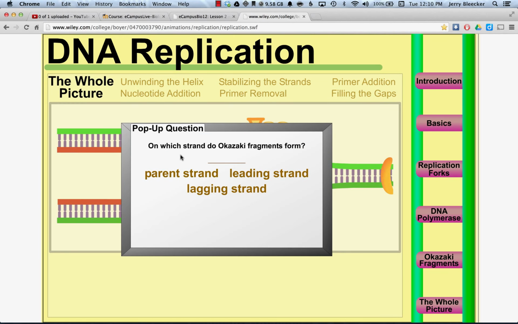So the Okazaki fragments, quick little quiz. Where do they form? Well, they're not on the leading strand. You don't need that, right? They're on the lagging strand. Nice.